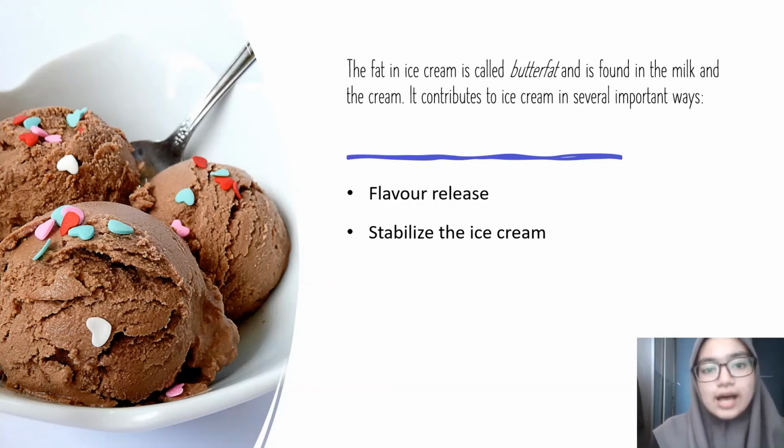Next, how fat helps stabilize the ice cream. While the ice cream mixture is being churned, the fat globules band together and join up to form long, fur-like strings that wrap around the air bubbles. These strings hold the air bubbles in place, keeping the foam stable, and this is how the ice cream maintains its light texture, soft consistency, and volume.